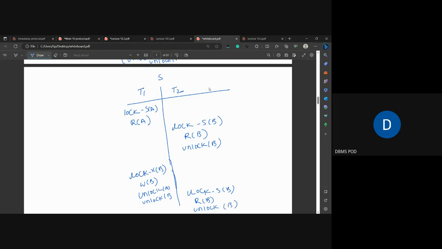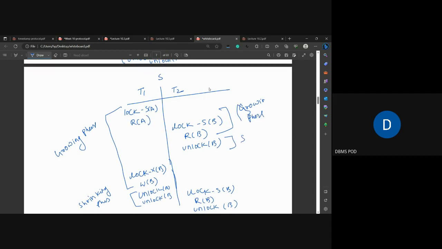Let me first ask: does transaction T1 follow the two-phase locking protocol or not? Yes, sir, it's following, because this is a growing phase and this is called the shrinking phase. It follows the two-phase locking protocol. Okay, let's see whether transaction T2 follows the two-phase locking protocol or not. No, sir. This is called the growing phase, and this is called the shrinking phase.